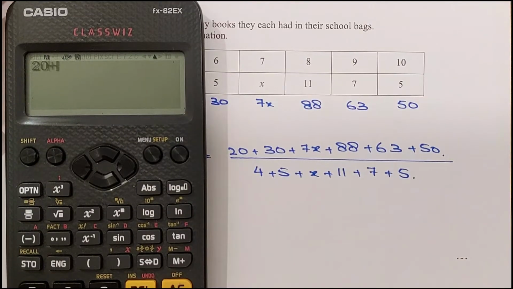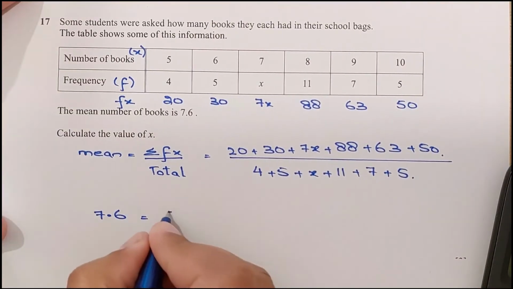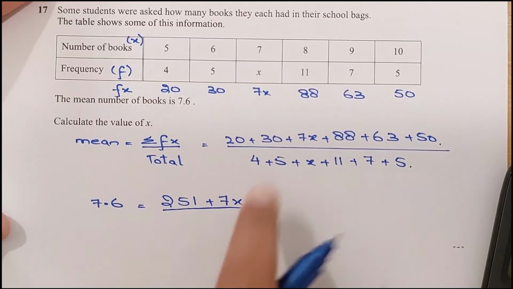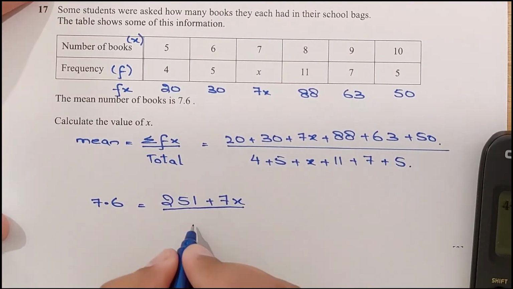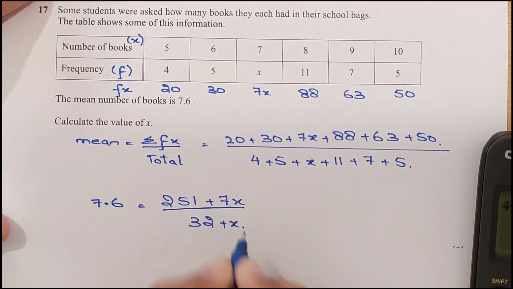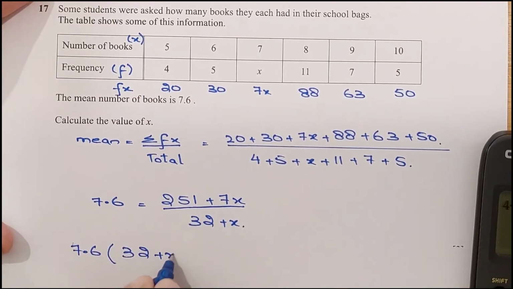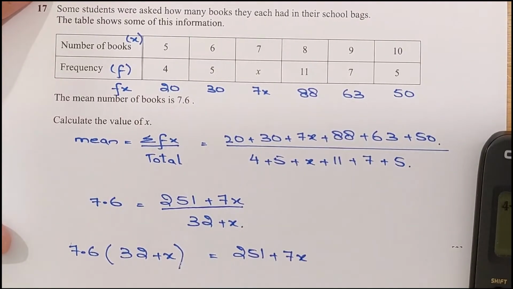Okay, we have 20 plus 30 plus 88 plus 63 plus 50. This is 251 plus 7x. 251 plus 7x divided by, simplify the denominator, 4 plus 5 plus 11 plus 7 plus 5, that is 32 plus x. To solve for the value of x, we have to do the cross multiplication. So we have 7.6 multiplied by 32 plus x, and this is equal to 251 plus 7x, right?